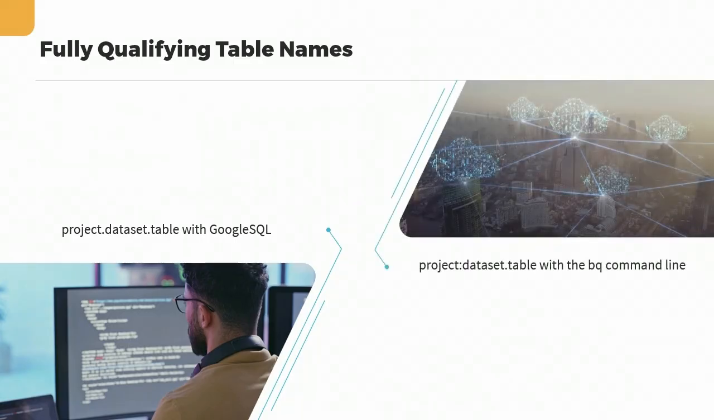Another thing that I can do in the command line is the same kind of thing, except the project name is first, followed by a colon, then a dataset name, followed by a period, and then a table name. And this is what I can use with what's known as the BQ command line, which is a command line tool for the Google Cloud platform in the CLI, and it is just for BigQuery command line functions.